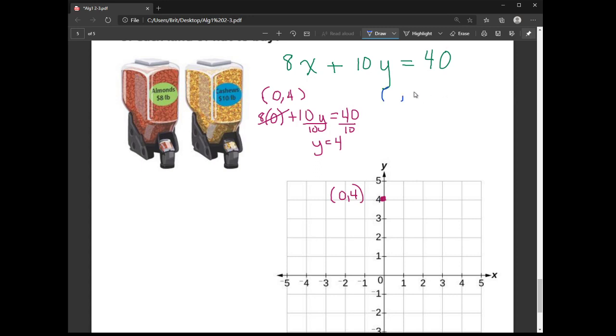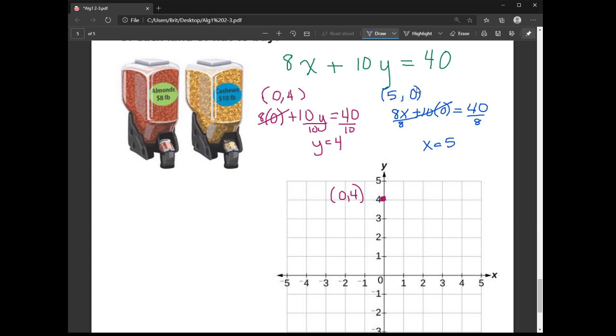I'm going to plug in 0 for y. So I'm going to say, no, I hate cashews, I'm not going to buy any of them. And in my equation, I'm going to replace y with a 0. So I have 8 times x plus 10 times 0, because no cashews. So 10 times 0 goes away. That is nothing. And then I divide both sides by 8. So I get that x equals 5.